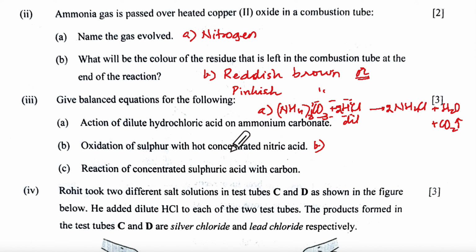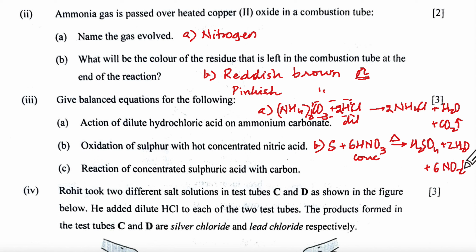Let us come to B. Oxidation of sulfur with hot conc nitric acid is S plus 6HNO3 conc, and hot means you will show the triangle here, and S will get oxidized to H2SO4, and plus there will be 2H2O, and plus there will be 6NO2, that will be the gas. This is an important reaction. There are a whole lot of questions asked on this reaction. You should know this by heart.